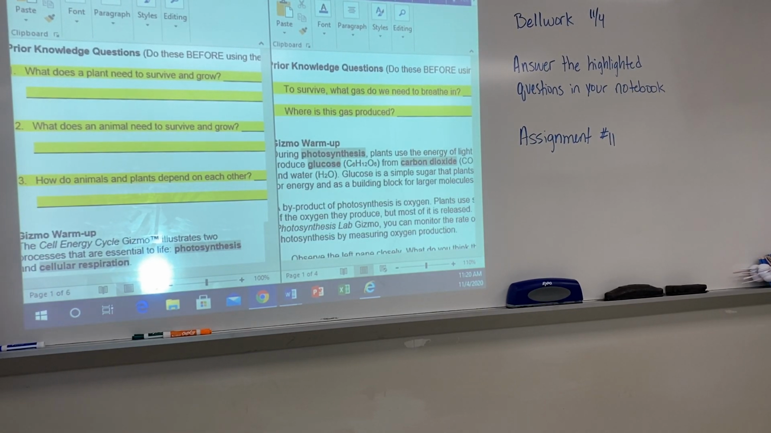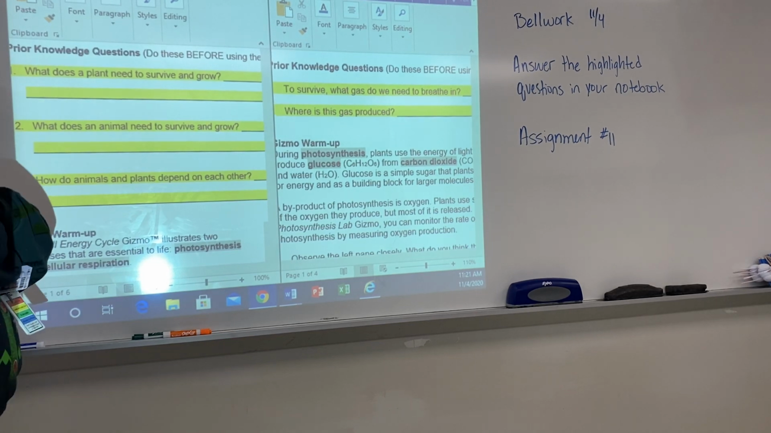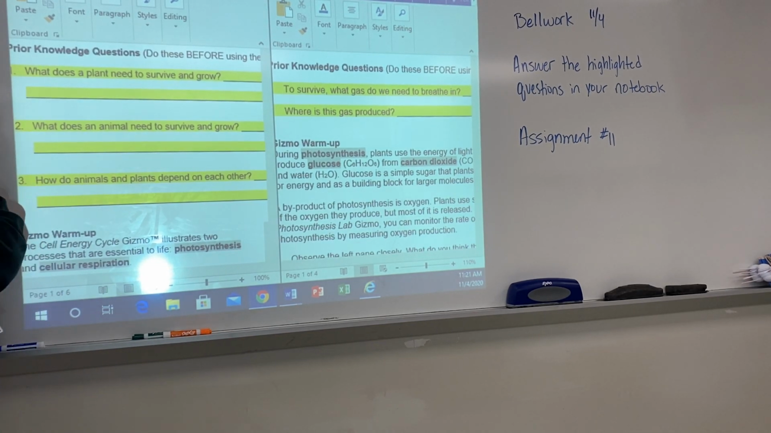All right, so let's answer these questions. Number one, what does a plant need to survive and grow? Sunlight. Just sunlight, that's all they need? And water. And? Carbon dioxide. So they need all three of those things. Those are the three reactants for your process of photosynthesis: water, carbon dioxide, sunlight.